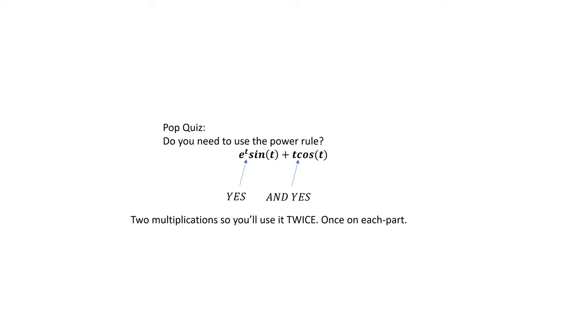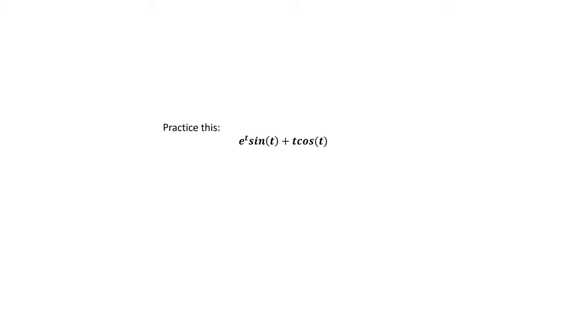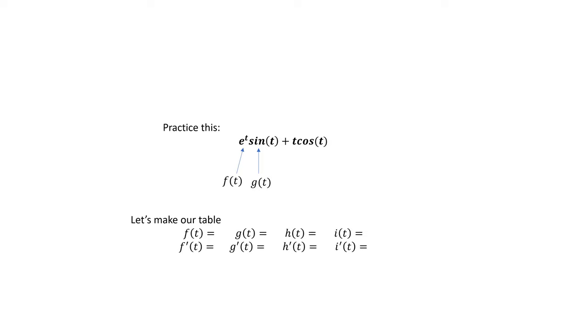So let's practice the method I showed you, okay? So first of all, let's label our terms. Our first one is going to be f of t. Our second one's going to be g. Oops, that table isn't supposed to come out quite yet. And then you have your h of t. And finally, you have your i of t. So now let's make our table.